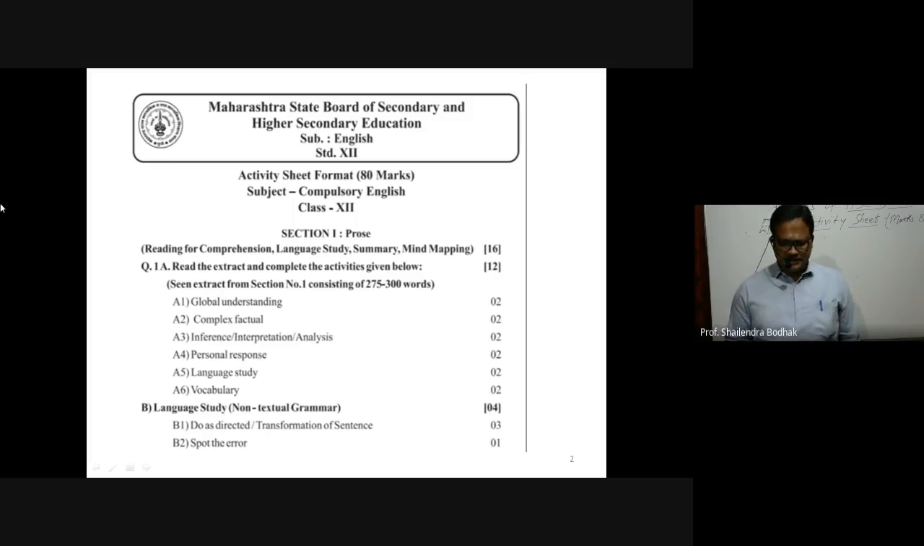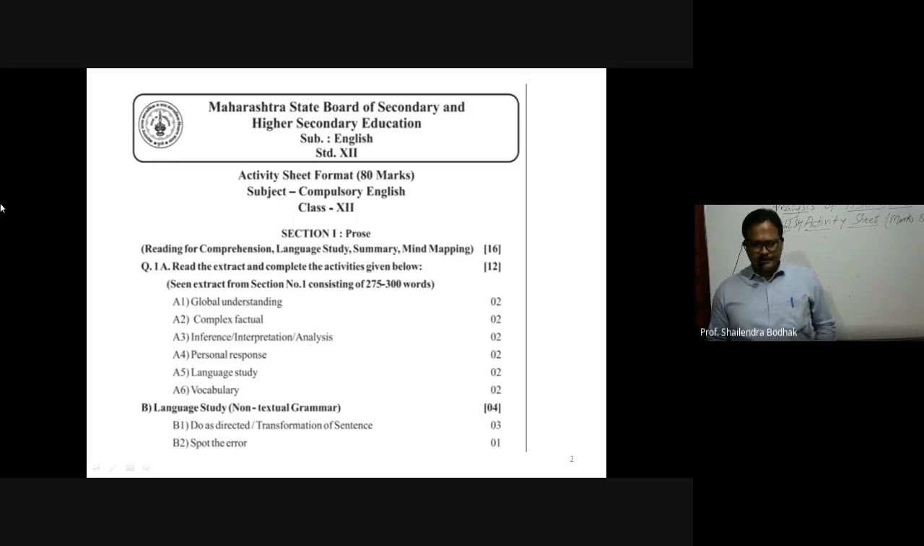Then activity 6, vocabulary, again 2 marks, two activities of 1 mark each. Now here they may ask you word register, you know that, word register, or there may be a crossword puzzle, or there may be a riddle, or fill in the blanks, or find a word, or match, or word type, or form. So these are the activities related to vocabulary.